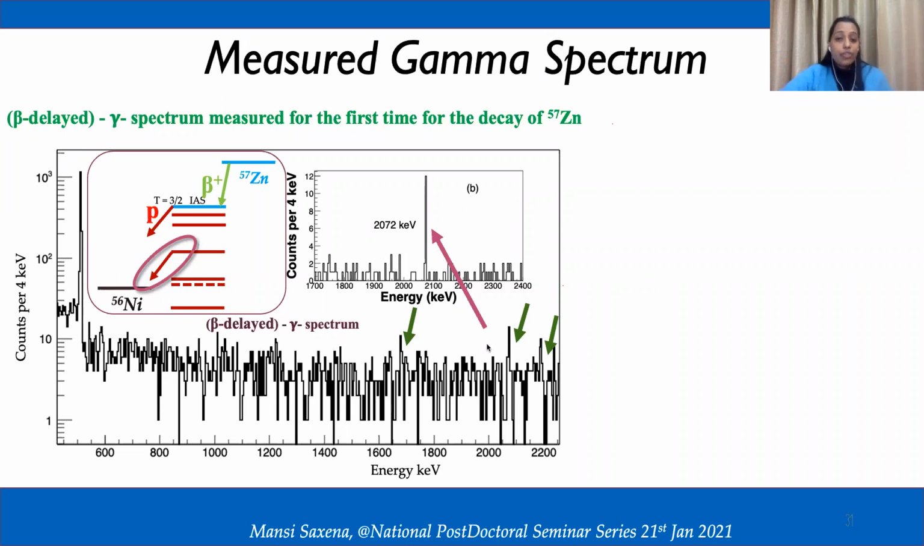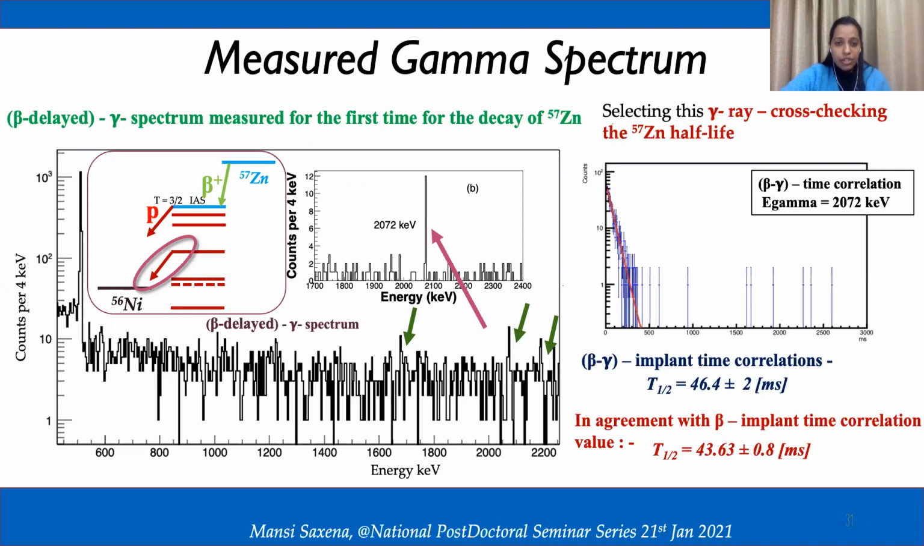A second cross check, just to make sure that this gamma ray belongs to the decay of 57 zinc: the half-life was also extracted by gating specifically on this gamma ray transition. That's the spectrum which we have obtained. Of course, the statistics were quite low, which was expected. But we have obtained a half-life value which is comparable to what we obtained from the beta implant correlations.